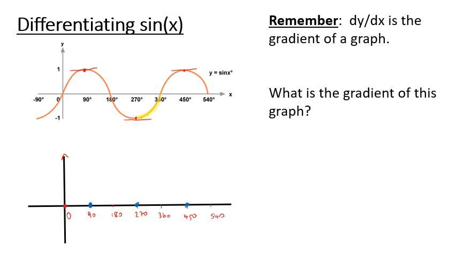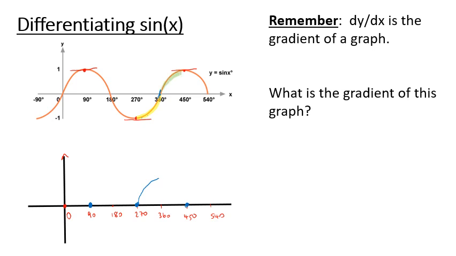So the gradient there is positive and it's getting higher, and the highest it reaches is going to be when it's at 360 degrees. So my gradient there is increasing, becoming more and more positive. The highest point it reaches will be at 360. So in this section, the graph gradient is increasing and it reaches its highest point at 360.